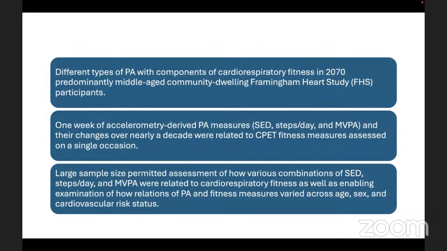So the different types of physical activity were the components, as we mentioned, for the 2,000 participants. And the accelerometer was worn, as we mentioned, for 1 week for the three components. They were followed over nearly a decade. The large sample size permitted assessment of how various combinations of sedentary time, steps, and moderate vigorous physical activity were related to cardiorespiratory fitness, as well as enabling examination of how the relation of physical activity and fitness measures varied across age, sex, and cardiovascular risk status. Next, please.